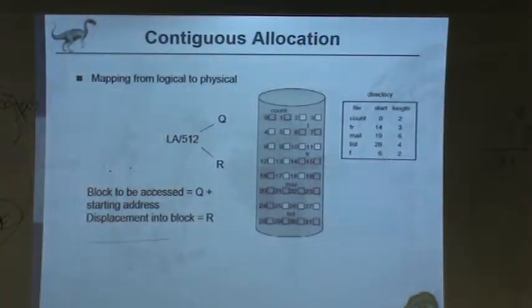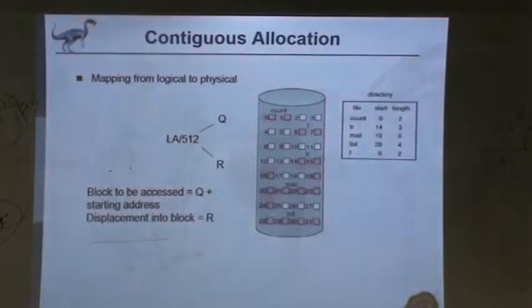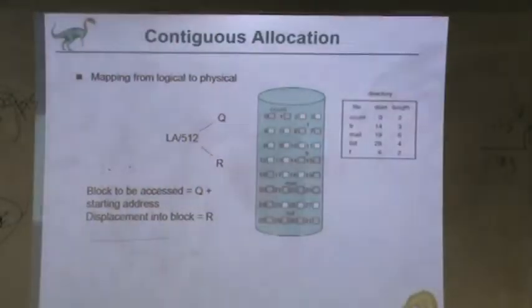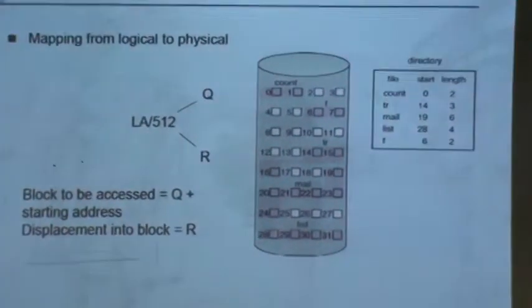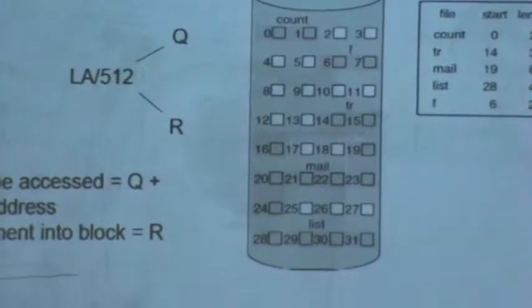So this is your directory structure. The directory structure holds not only the FCB. In the FCB, you should have the start address, start block ID, and end or length block ID. For example, count is 0 to 2, which means it starts at block number 0. Where do you get such a number? When you format, when you start your file system. So in this case, 0 to 31, 32 blocks.